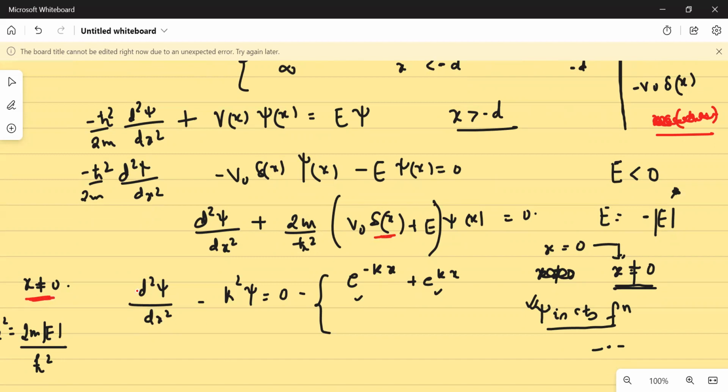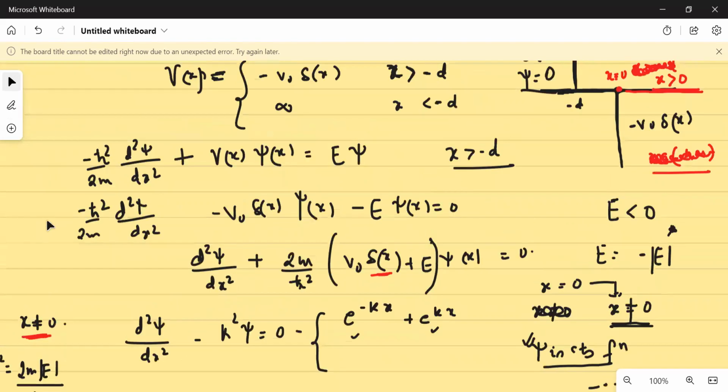And if this is 0, then your problem becomes d square psi upon dx square minus k square psi. Now, if at all the solutions are there for this particular problem, they can be written in some linear combination of e to the power minus kx plus e to the power kx. But then boundary condition needs to be also seen. So what is your boundary condition?